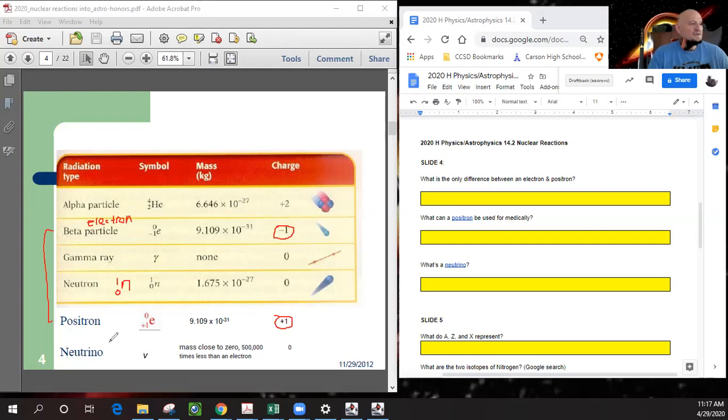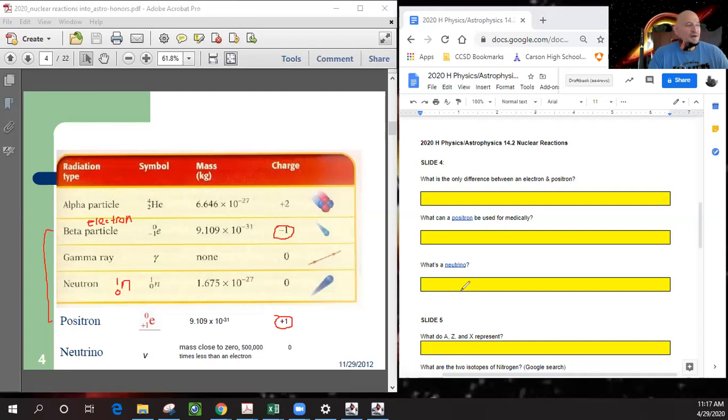And there's another particle called a neutrino. It has a symbol V, and the mass is close to 0. It's about 500,000 times less than the electron. So here the electron is 10 to the minus 31, so 500,000 times lighter than that. That's a big number, and its charge is 0.